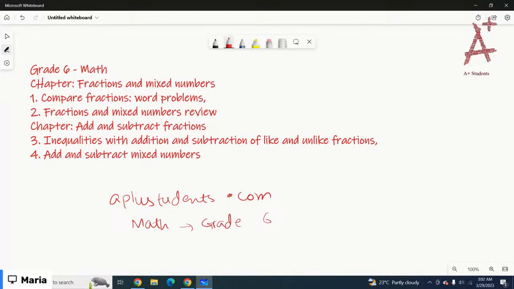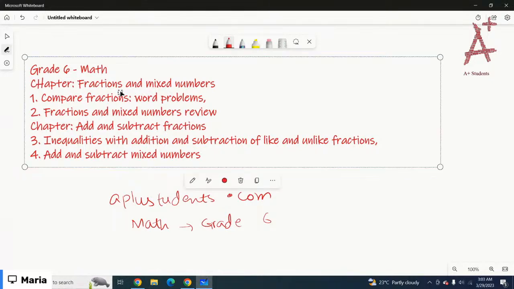There you can find a list of the chapters. We're going to start with the chapter fractions and mixed numbers. The lessons we're going to cover from the chapter are compare fractions word problems and fractions and mixed numbers review. Then we'll start the new chapter, add and subtract fractions, and the lessons are inequalities with addition and subtraction of like and unlike fractions, and add and subtract mixed numbers. So let's just start with the first lesson, compare fractions word problems.